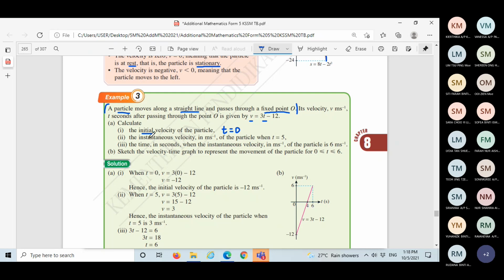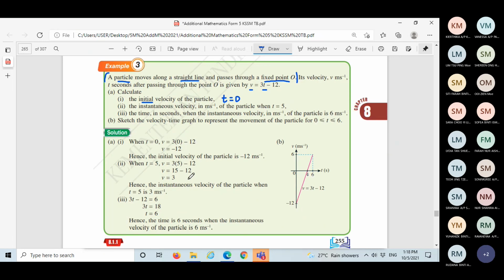Number 2, the instantaneous velocity of the particle when t is 5. You see, so simple. Just substitute t is 5. Get the answer, V is 3. Finish. Number 3, the time in seconds when the instantaneous velocity of the particle is 6 meters per second. So they give you V and they're asking for the t. Just replace the V with 6 in this equation and get the t. Very simple.